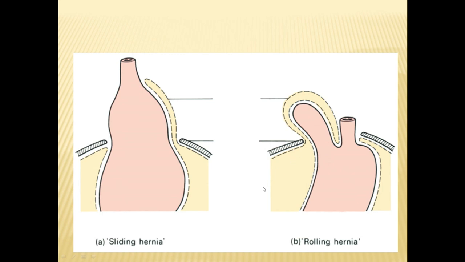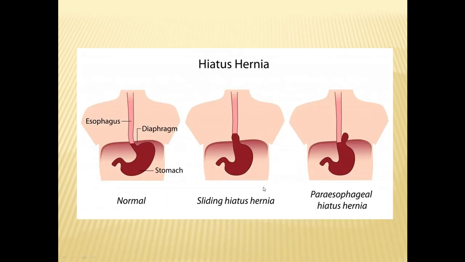Lastly you can see one more slide and I think that's enough for today. So this is a normal anatomy, sliding and the rolling, that is also known as paraesophageal, just around the esophagus, paraesophageal hiatus hernia.